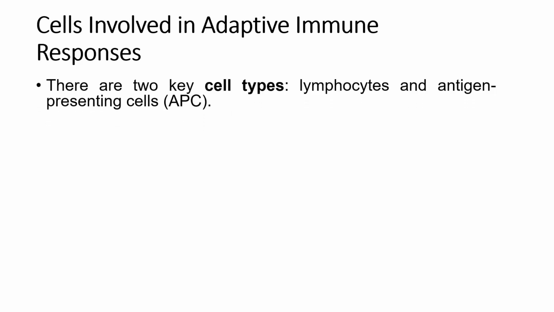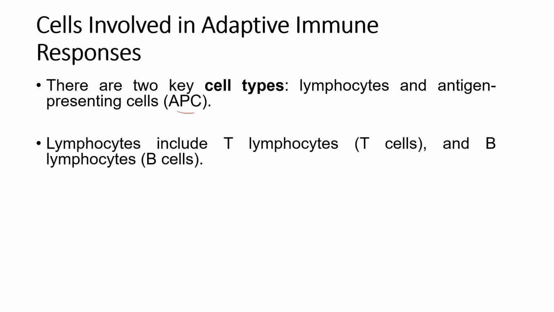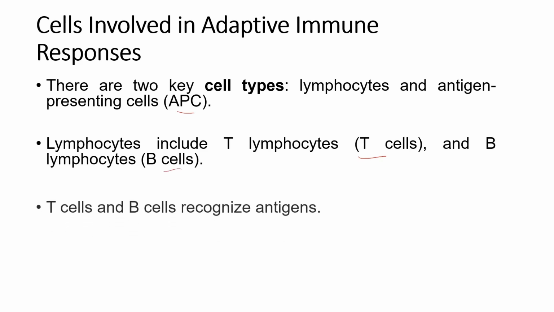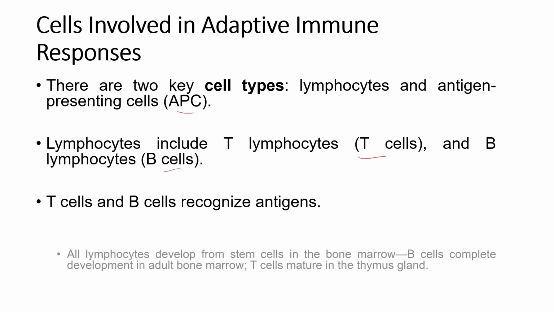There are many cells involved in adaptive immune responses. There are two key cell types: lymphocytes and antigen-presenting cells, or APCs. Examples of APCs are macrophages, dendritic cells, and B cells as well. The lymphocytes include T lymphocytes, or T cells, and B lymphocytes, or B cells. T cells and B cells recognize antigens, and they are the key cells of adaptive immune responses.